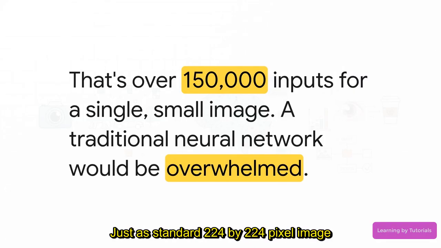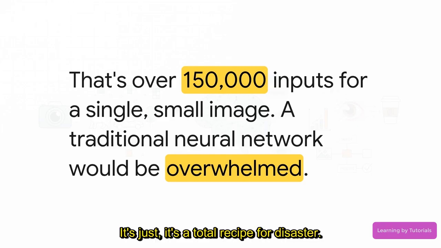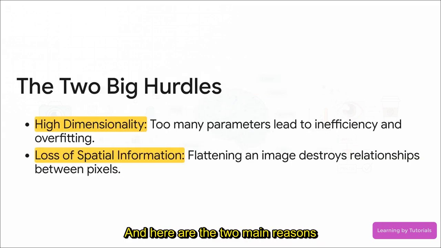Exactly. Just a standard 224 by 224 pixel image has over 150,000 values to analyze. If you just tried to feed that huge, long list of numbers into a traditional AI, it would be completely overwhelmed. It's a total recipe for disaster. And here are the 2 main reasons why it's such a bad idea.